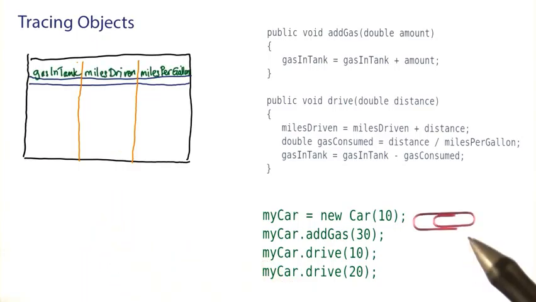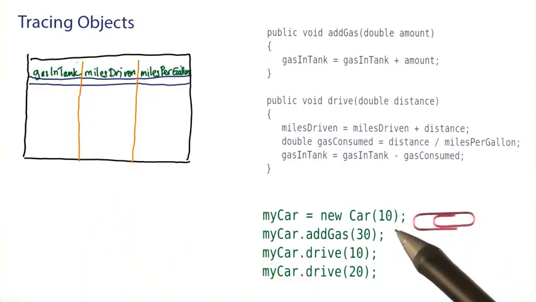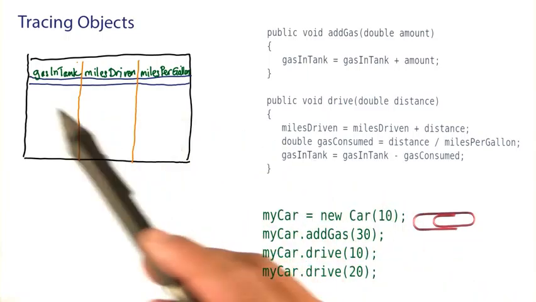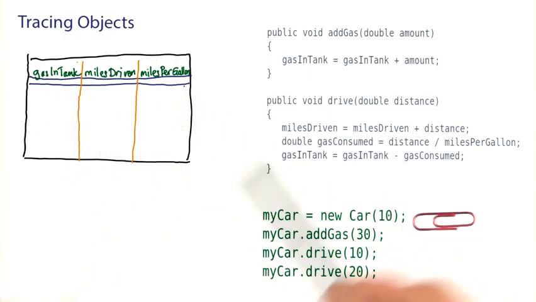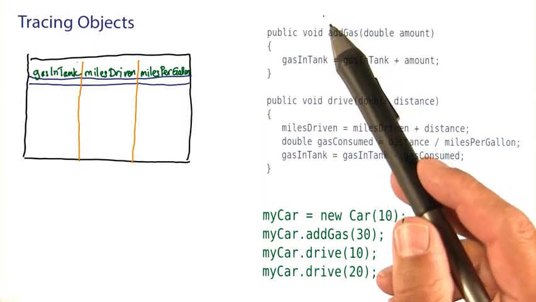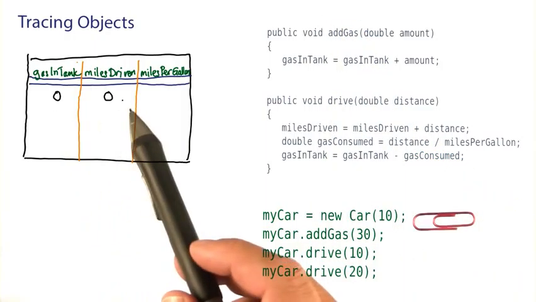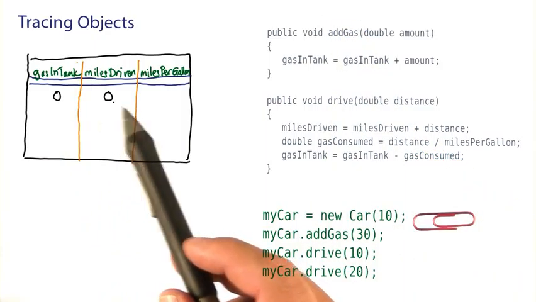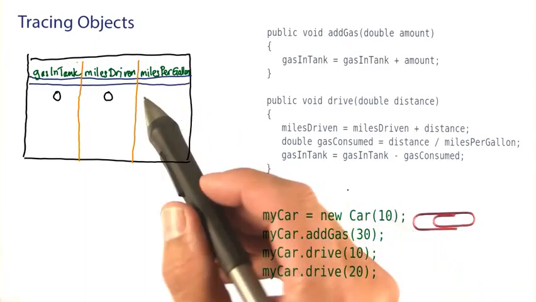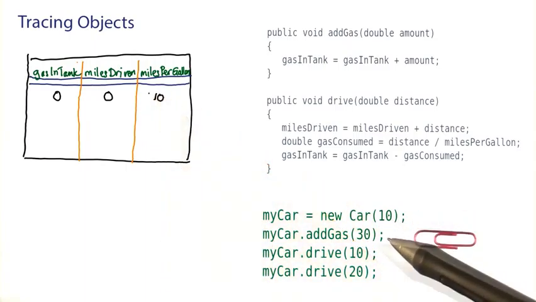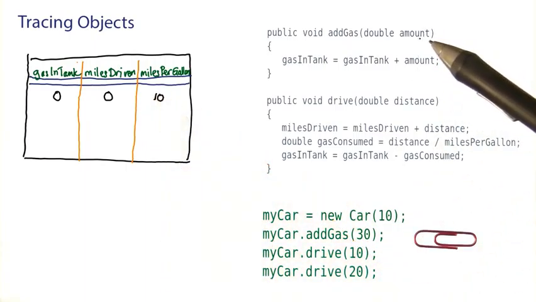So let's get started. I put the paper clip so we can see where we are. We construct a car that initializes the instance variables. I didn't have room to put in the code for the constructor, but hopefully you remember. The gas in tank and miles driven are initialized to 0, the miles per gallon with the parameter in the constructor. Let's move on. Now we enter the add gas method here.